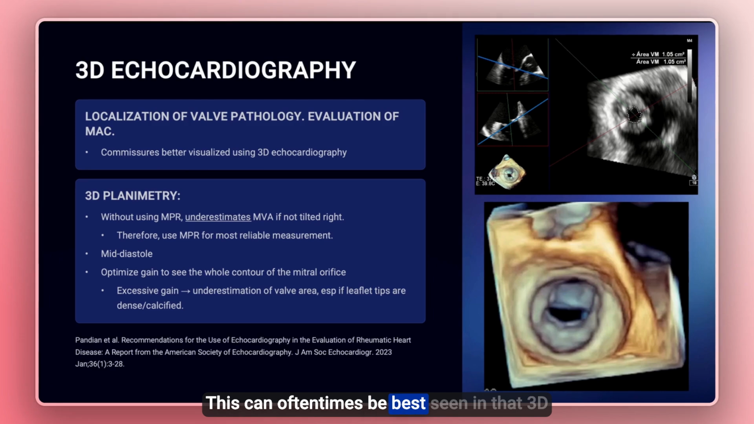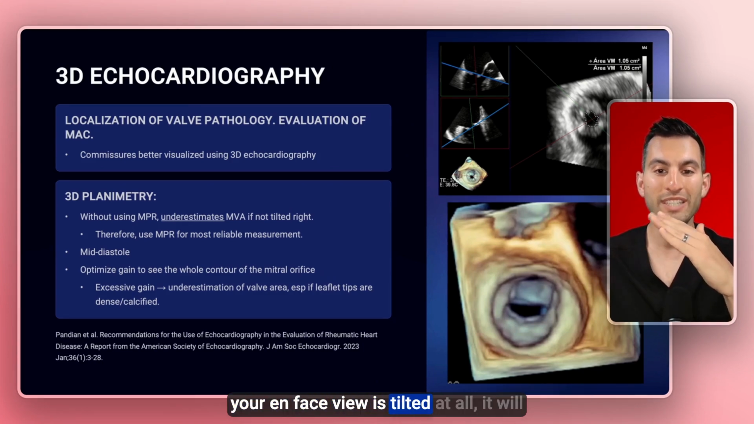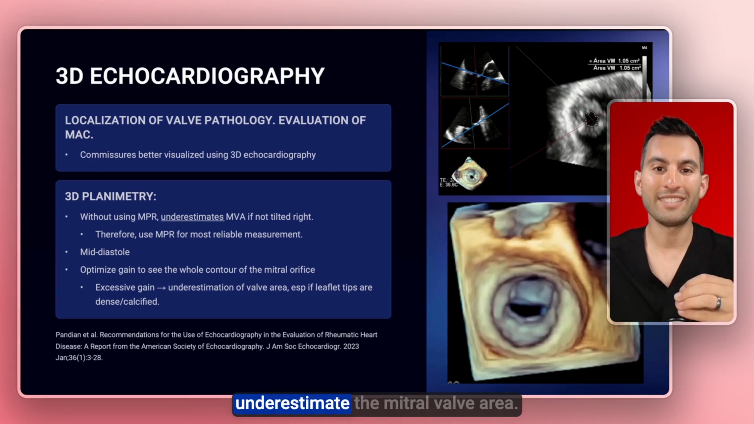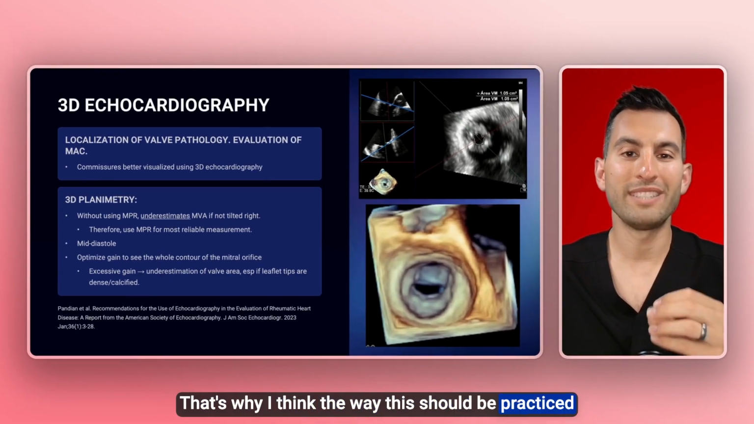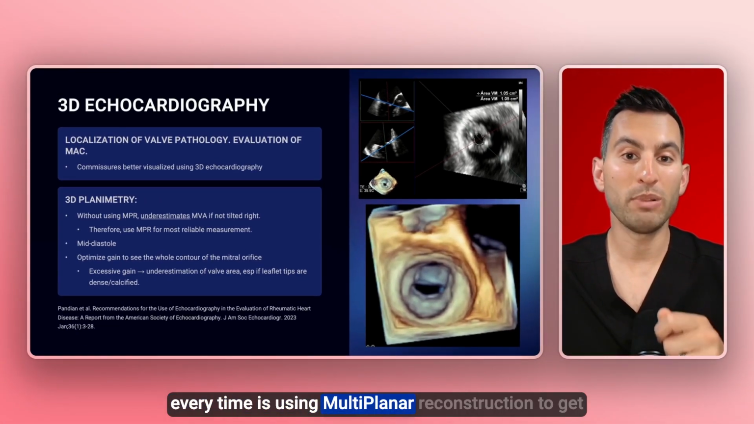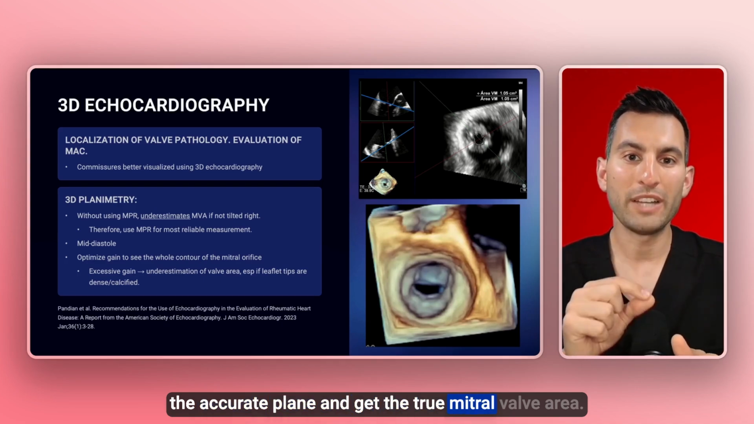This can oftentimes be best seen in that 3D view, and you can further specify if you need exactness using multiplanar reconstruction. Also, you can assess mitral valve area using 3D planimetry as well. If you perform this without multiplanar reconstruction, keep in mind that if your en-face view is tilted at all, it will underestimate the mitral valve area. That's why I think the way this should be practiced every time is using multiplanar reconstruction to get the accurate plane and get the true mitral valve area.